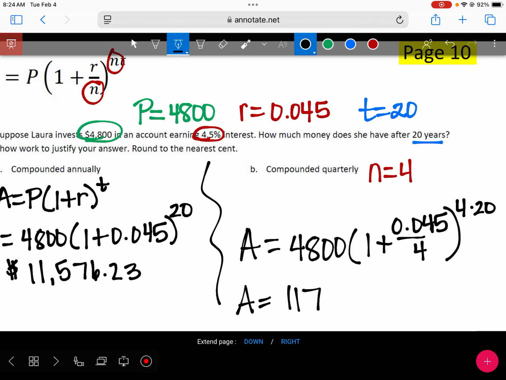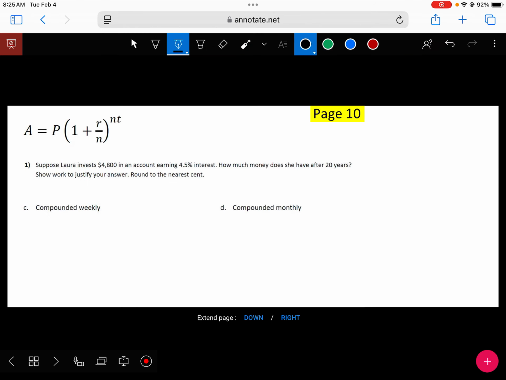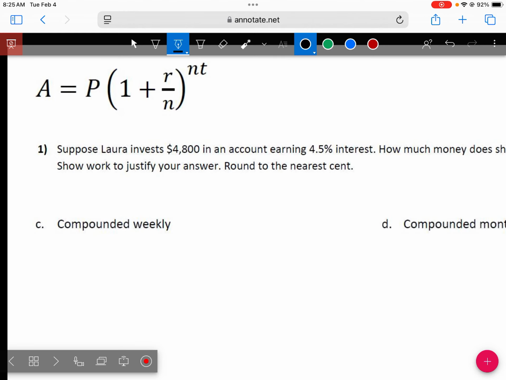So you should have $11,746 and about 92 cents. Raise your hand if you had that. All right, so now let's go to part C. For part C, it says weekly. So what is my N value changing to? How many weeks are in a year? 52, yep. So pick it up again.